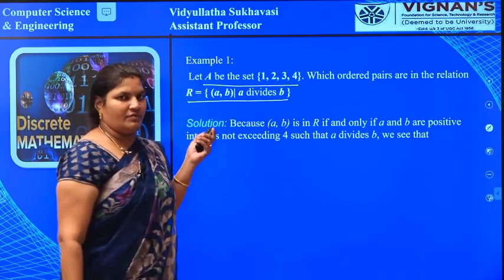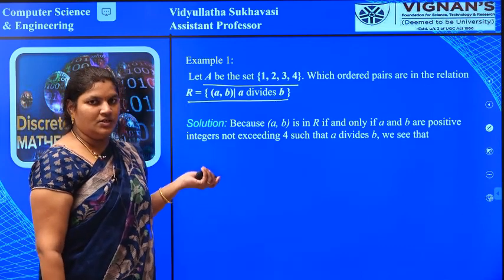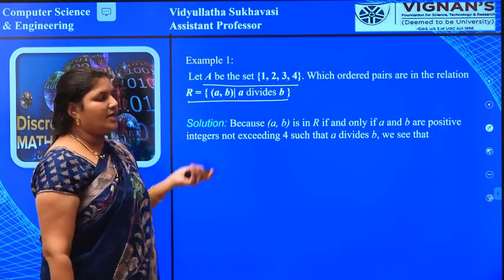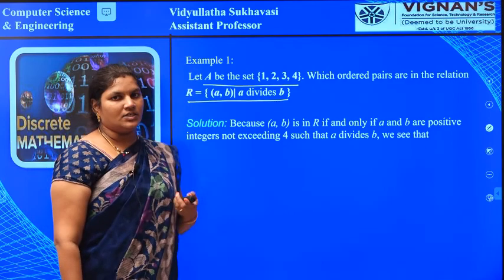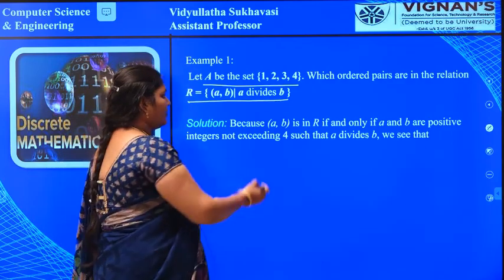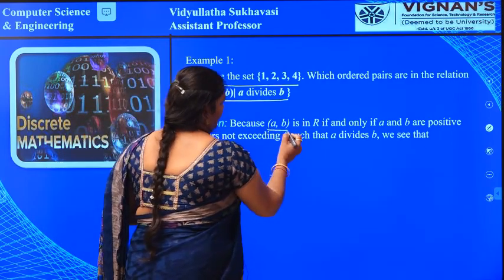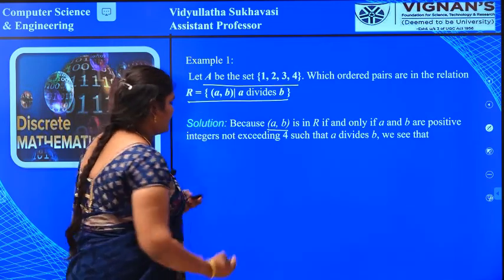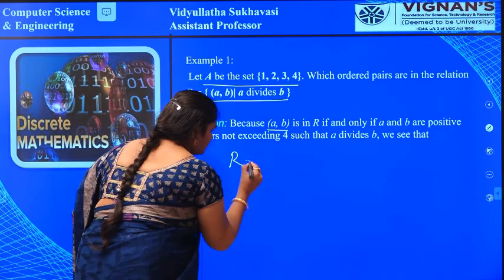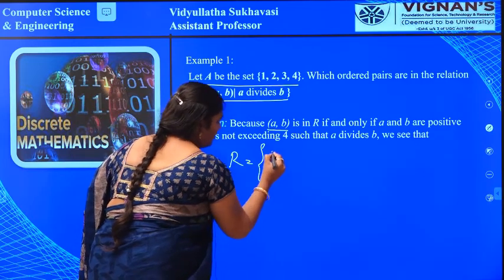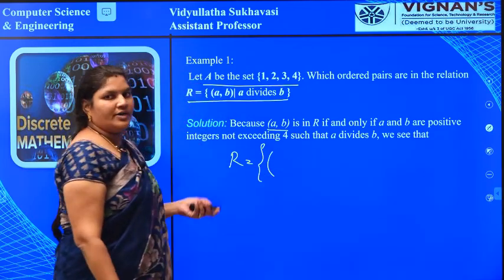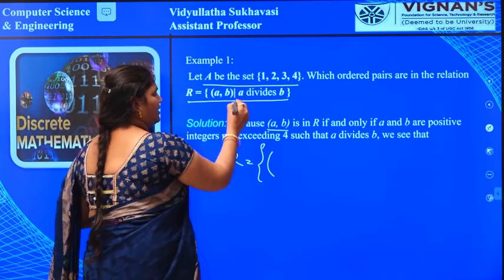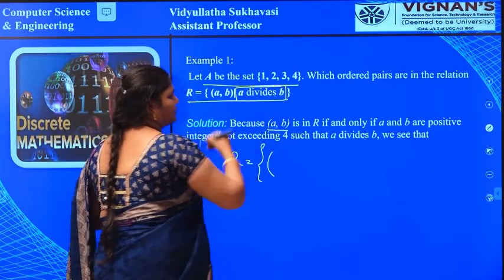Here they have given a condition in the relation, and based on that we need to find which ordered pairs exist in the relation R. A comma B is the ordered pair representation. So we need to represent the relation R in curly braces, with the ordered pairs which satisfy the condition A divides B.